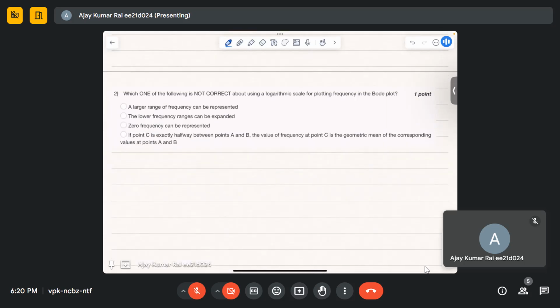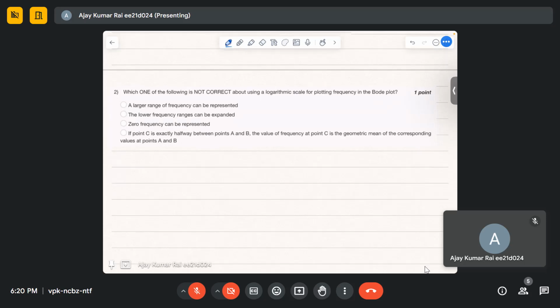The second question is, which one of the following is not correct about using log scale for plotting frequency in the Bode plot? A larger range of frequency can be represented, so this is true, because that is the reason we are taking the log scale. The second option is that lower frequency ranges can be expanded. This is also true, one of the benefits of using log scale. So these two are true. And the third option is zero frequency can be represented.